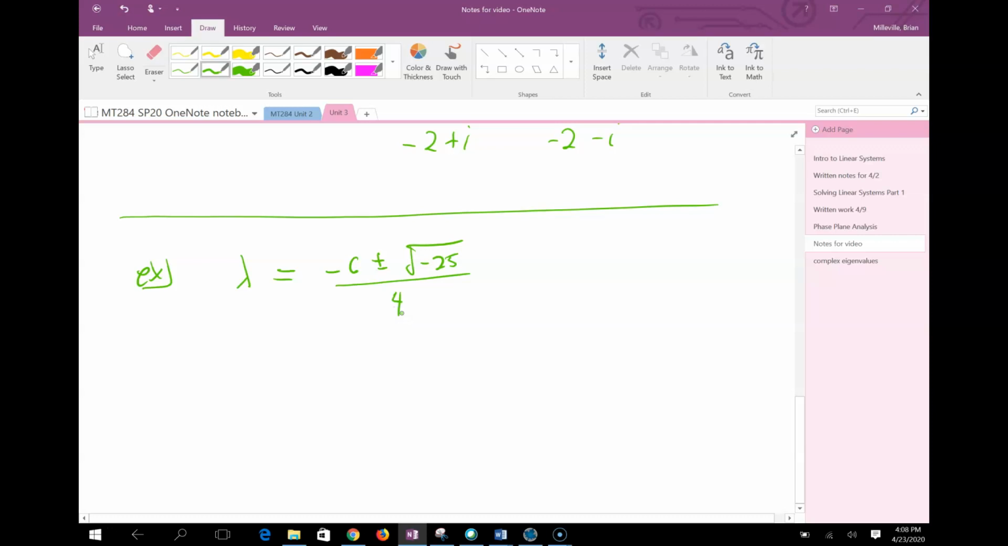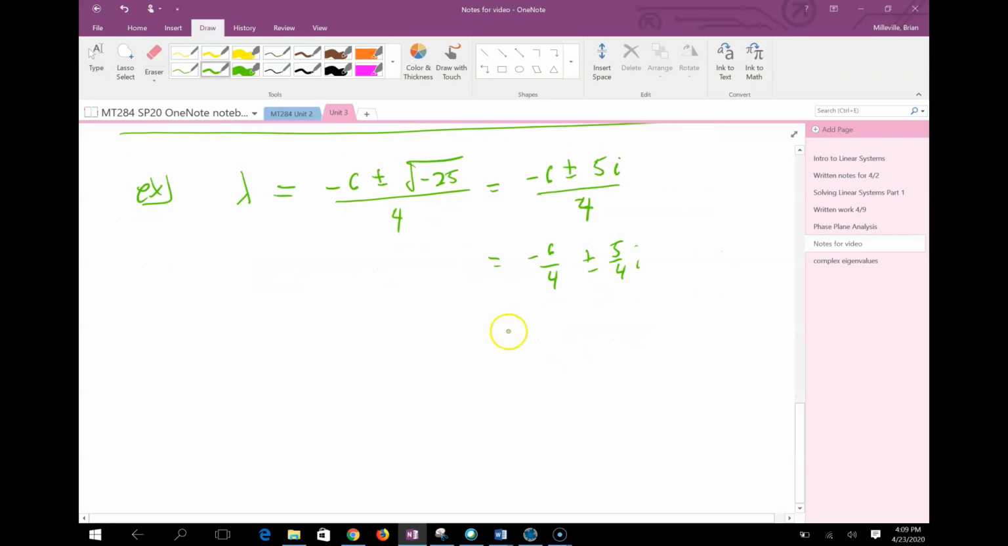I'm making a number up here. We want to always express that in terms of i. So for instance, we're going to write this as negative 6 plus or minus the square root of 25, which we know is 5, and that is going to be times the square root of negative 1, which is i, divided by 4. Divided by 4, pardon, not 2. Distributing the 4 into each one of these, we get negative 6 over 4 plus or minus 5 fourths i, which you can leave like that or simplify to negative 3 halves plus or minus 5 fourths i.